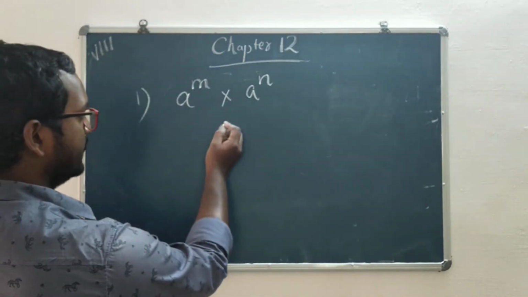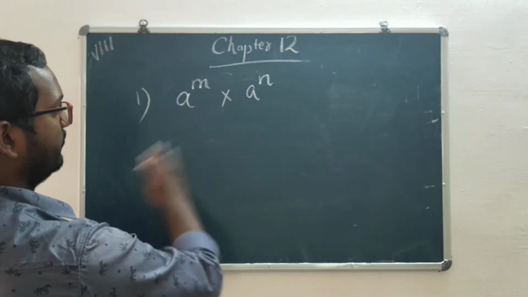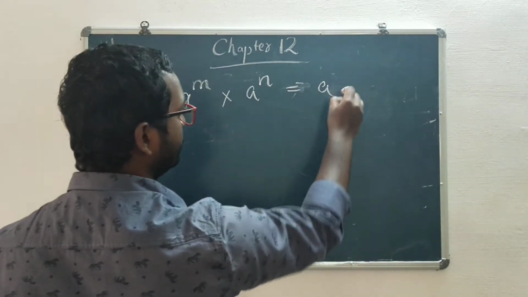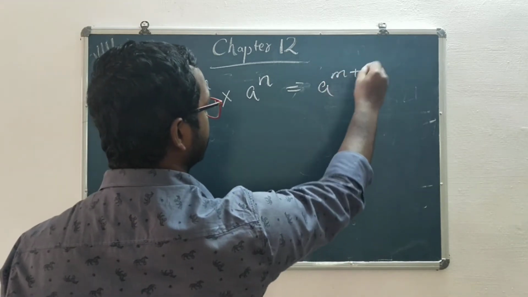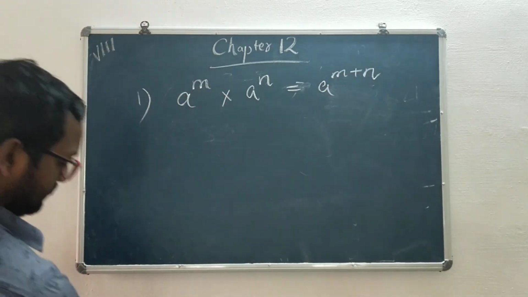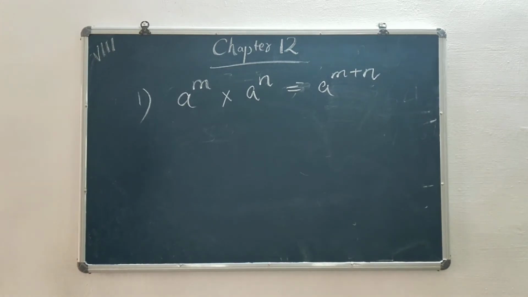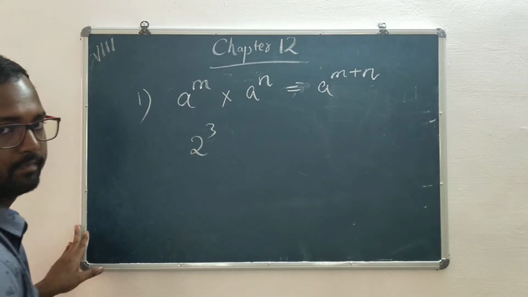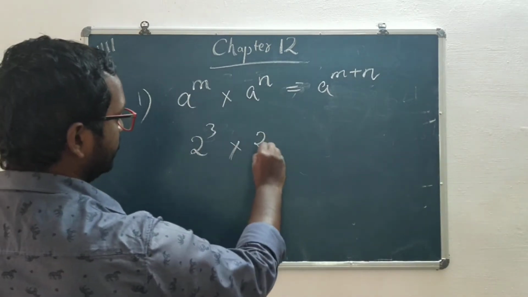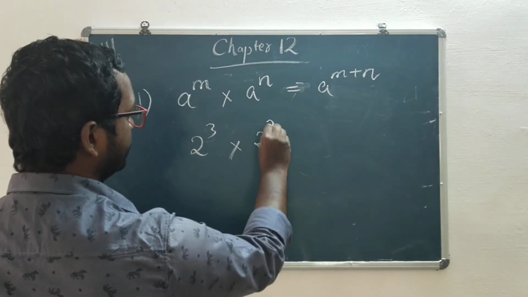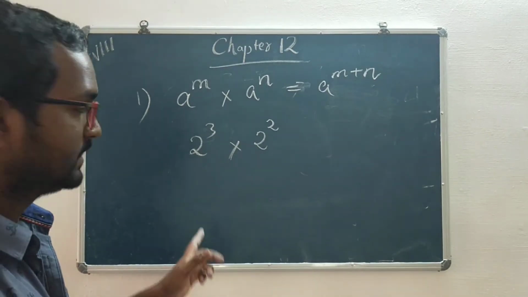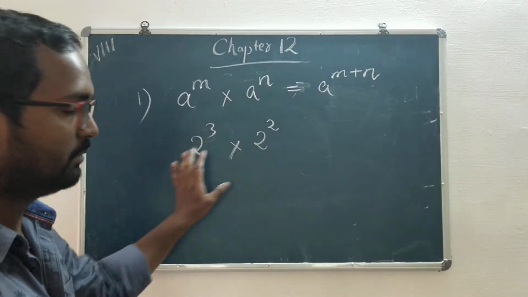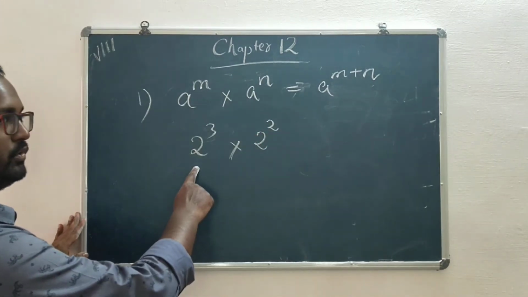So here, let's say we have 5. The answer here is going to be: keep the a as it is and just add the powers. So let's say I have a number like this: 2 power 3 into 2 power 2. I can solve this by solving this answer, then solving this answer and multiplying both the answers. See, 2 into 2 into 2 is how much? 8.